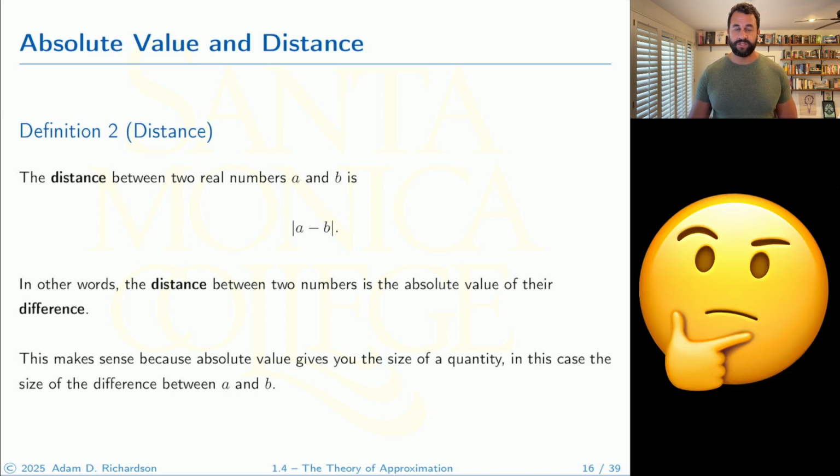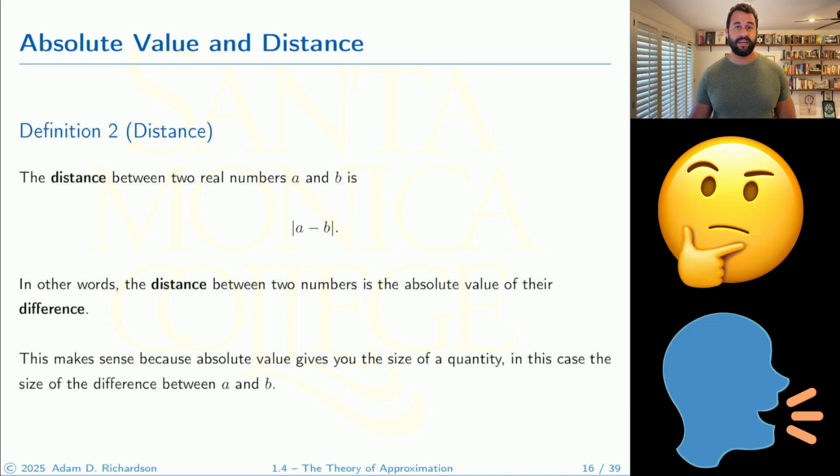Now I want you to think about this for a minute and ruminate on it for a moment. Now I want you to read this out loud to yourself and try to say it in your own words. Okay, now do it again, and think about it a little bit more. The distance between two numbers is the absolute value of their difference. It's the absolute value of A minus B.